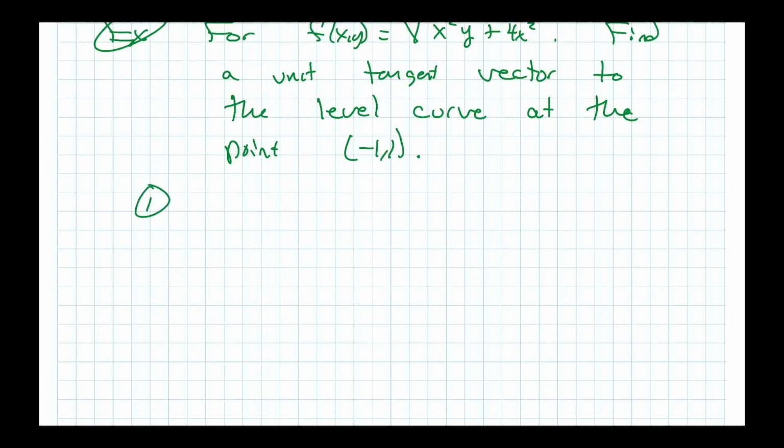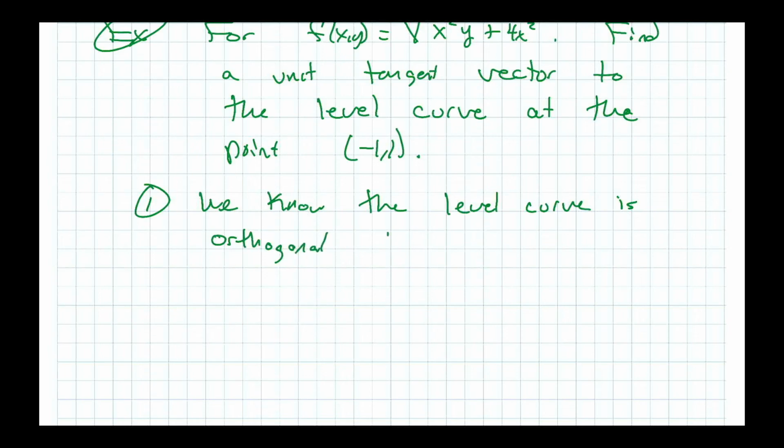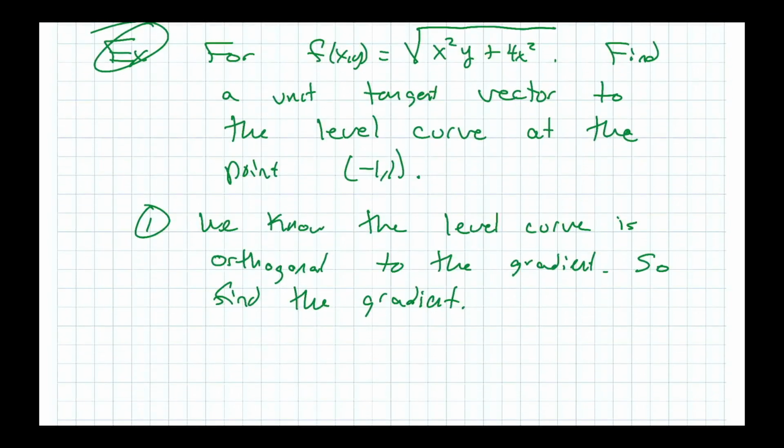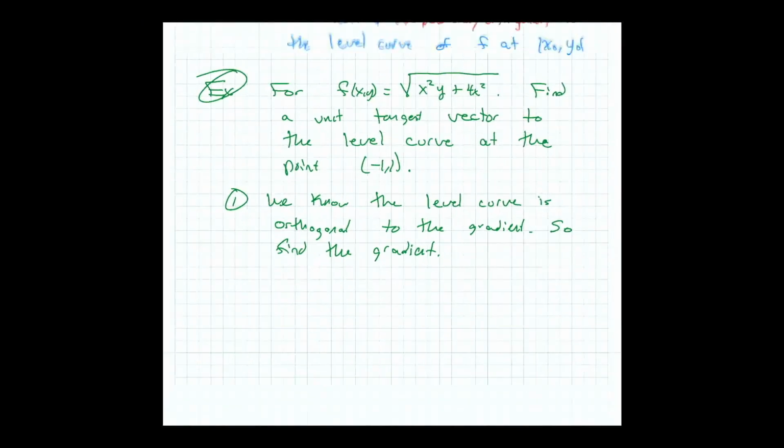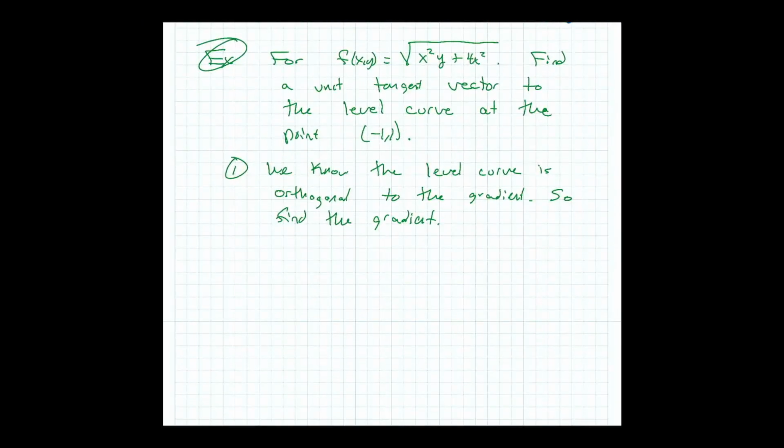Okay, so from the theorem that we just talked about, we know the level curve is orthogonal, or 90 degrees away, to the gradient. So we have to find the gradient, because that's what we know how to find, right? So find the gradient. We're going to need the partial derivatives here. So let me just make this a little smaller. Yeah, so we need partial derivatives. So we need the gradient of f.